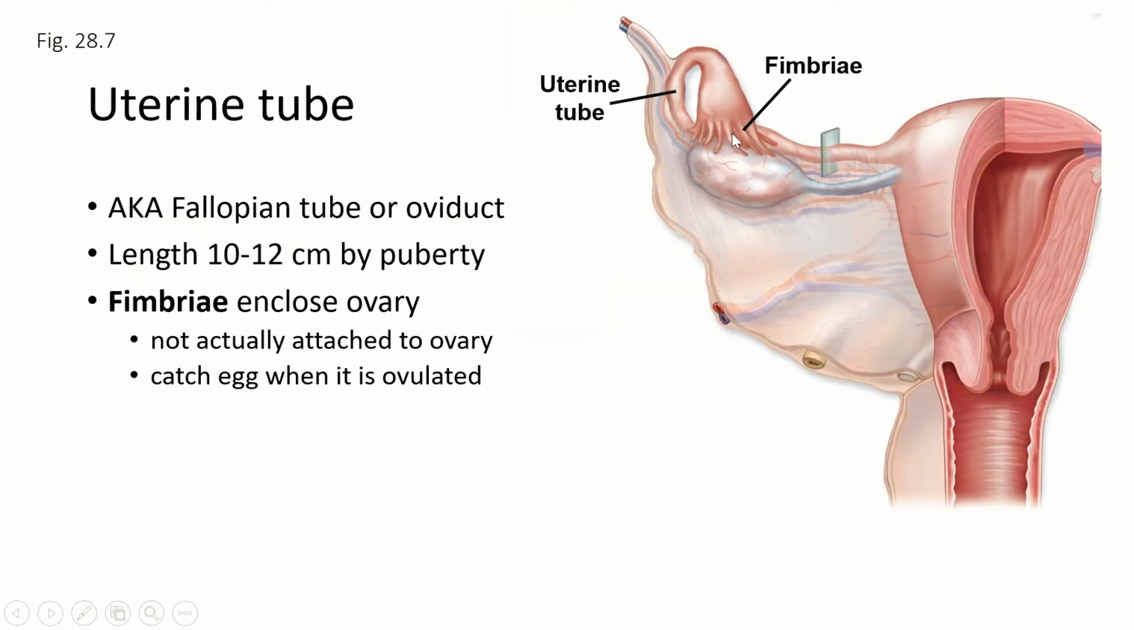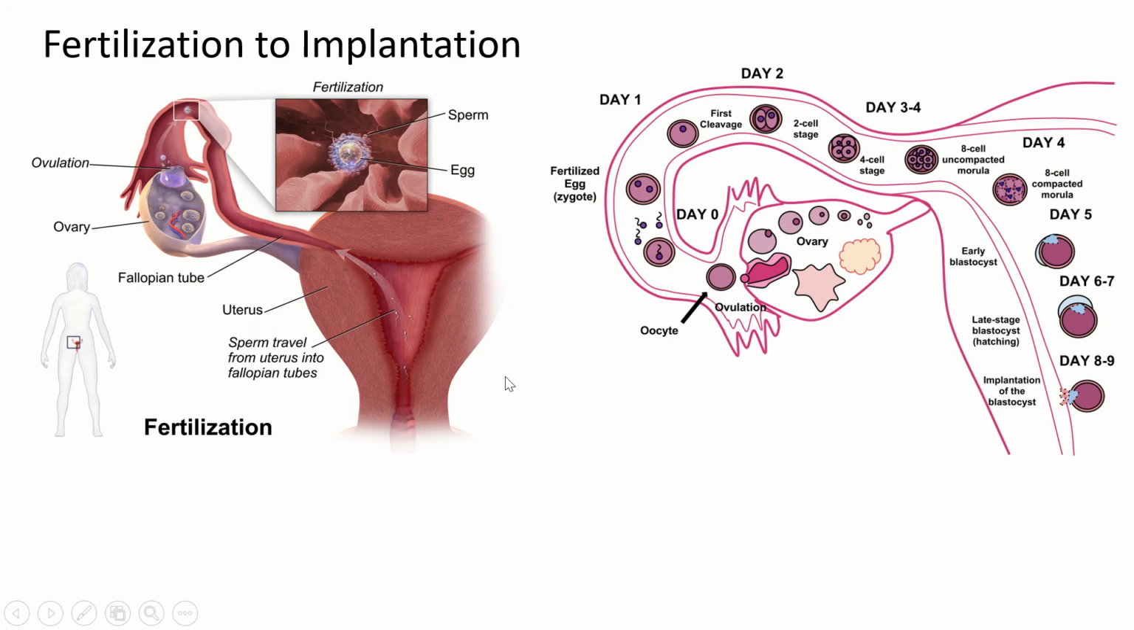The uterine tube or the fallopian tube, like I said, is connected by fimbriae. It does catch the eggs when they are ovulated, which is the name for released from the ovary. Except they do more than that. They are lined with cilia that propel the egg down.